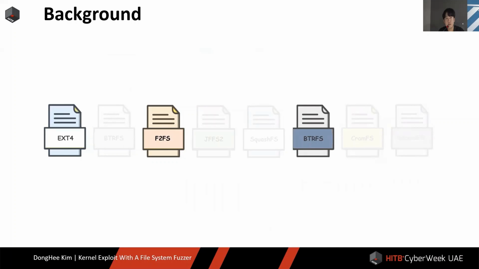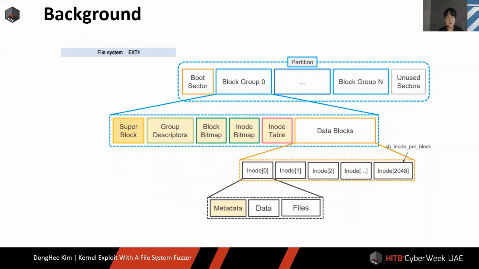Our targets are ext4, f2fs, and btrfs, which are file systems that are auto-mounted in Ubuntu. Especially ext4 is auto-mounted in many OSs. As the most basic file system, there is metadata in the block based on the inode table, and further we mutate this.